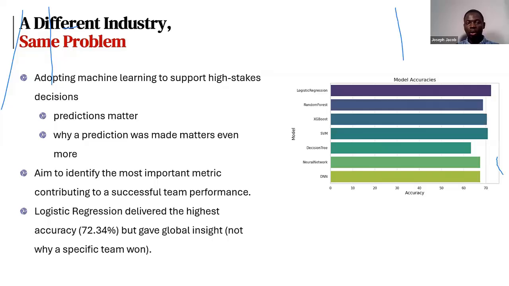But the issue with logistic regression was that it gave a global insight, meaning you cannot know why a specific team is winning. And if you can't do that, then you cannot explain to that team why you made that prediction. It's only able to make a general prediction based on the old training data set. But for a specific team, it won't be able to make that prediction. That is why we made use of SHAP.